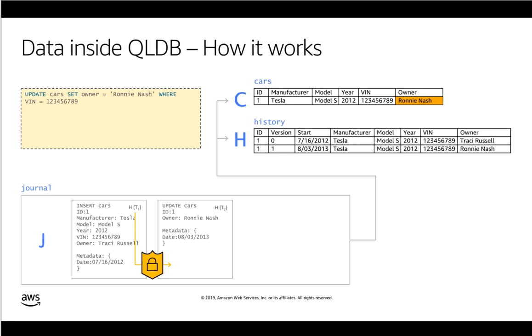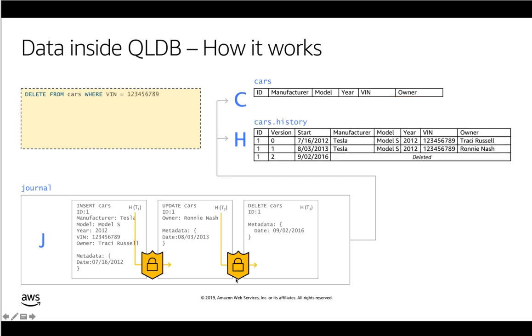And this document revision contains both the entire data set, which is all the attributes of the cars record, as well as the metadata. The metadata, as you can see, includes the document ID and the version number. And in this case, when Ronnie Hash was made the new owner, we added a new entry in the historical view in which the version number has been incremented by 1. So it has increased from 0 to 1. We have noted down the transaction time, and we have also appended the version number.